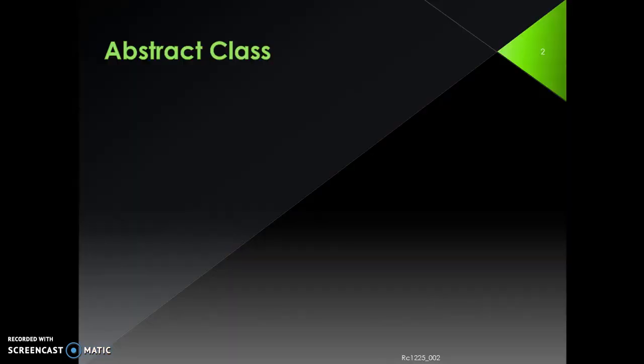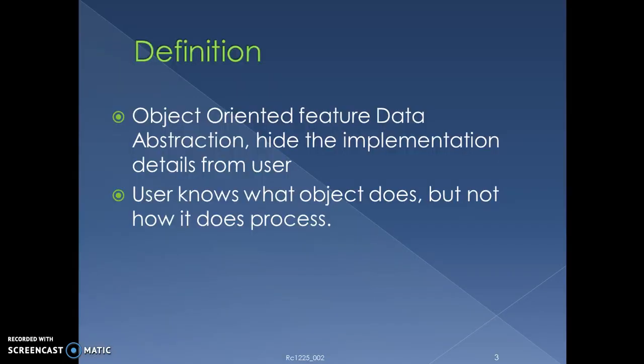Number one is the abstract class. What exactly is the abstract class? Abstract class is a feature which provides the object-oriented concept of data abstraction, to hide the implementation details from the user. This means the user knows what an object does, but not how it does it. The method performs some task, but the user is completely unaware of the business logic of that process, only its behavior.